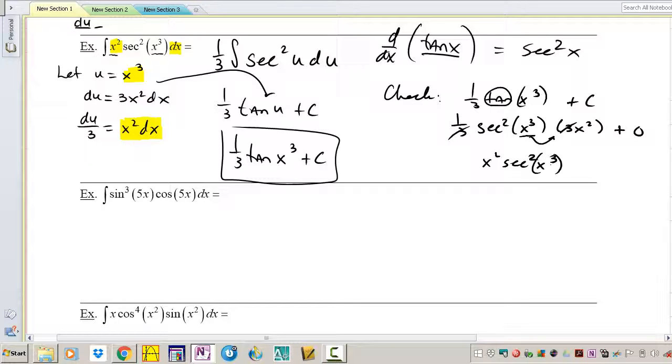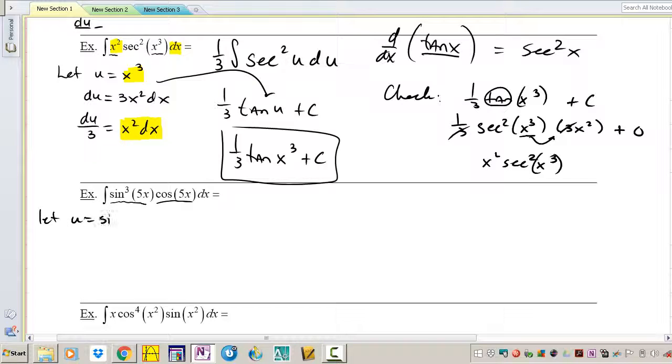That was pretty simple. Okay, so now in the next problem, notice this next problem is going to be a little bit more difficult. Sine cube of 5x times cosine 5x. What I used to tell my students last year and the years before, if finding the u is not super obvious, then do a trial and error. For example, I can choose from sine cube of 5x or cosine 5x. Let's see which one could it be.